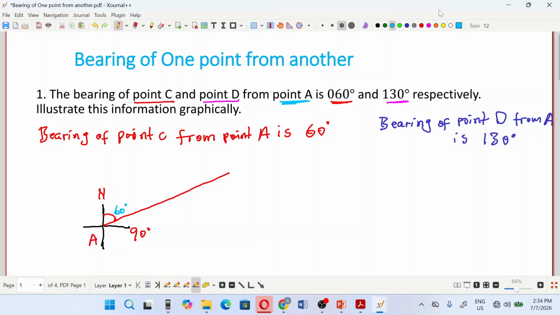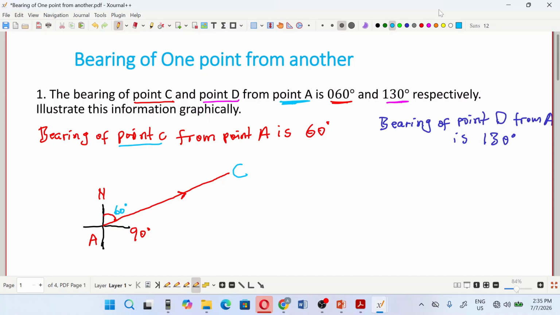And we say the bearing of what? Point C from point A. And we know as we do it, we have to show where it's moving towards, and this is going to be point what? C. This is my C. Where it says the bearing of point C from point A is 60 degrees, right?